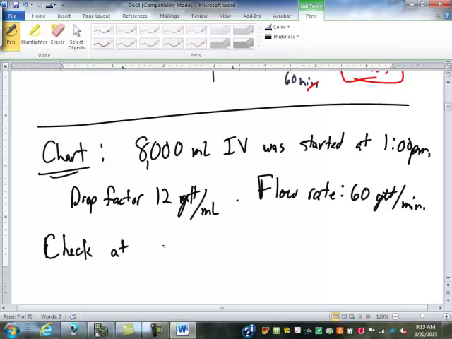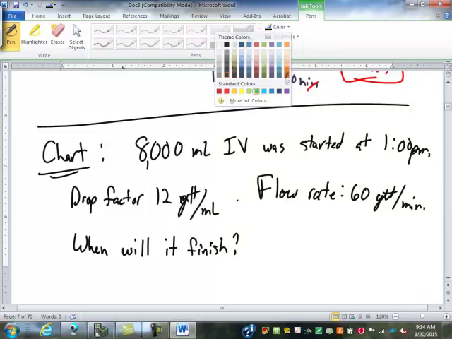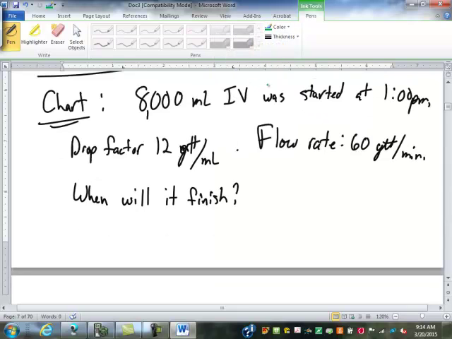Let's say you check at, I don't know, we're just going to leave it there. Let's just know when will it finish. Make it simple on us. So I don't know, when will this thing finish? Well, again, we're working backwards. What this is really asking is how long? What's the time it's going to take to infuse this amount?